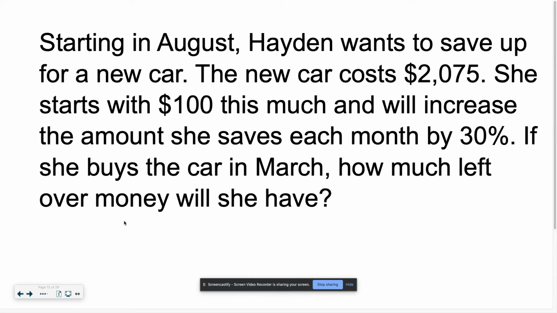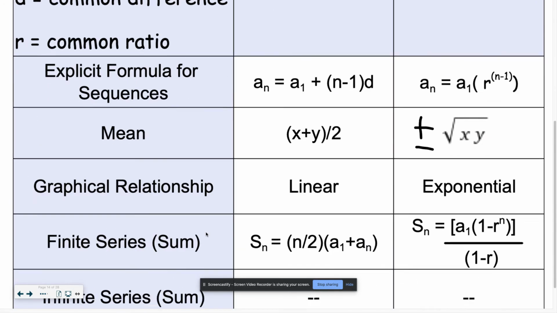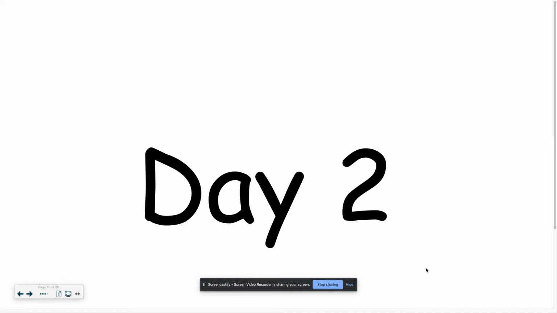Okay. Again, similar ideas over here. We've talked about a lot of these already. If you need to take a screenshot of that. So notice how we've done the explicit formulas, the means, graphical representation. Now we've looked at the series. We need to look at the infinite series. So we've done finite, we need infinite.